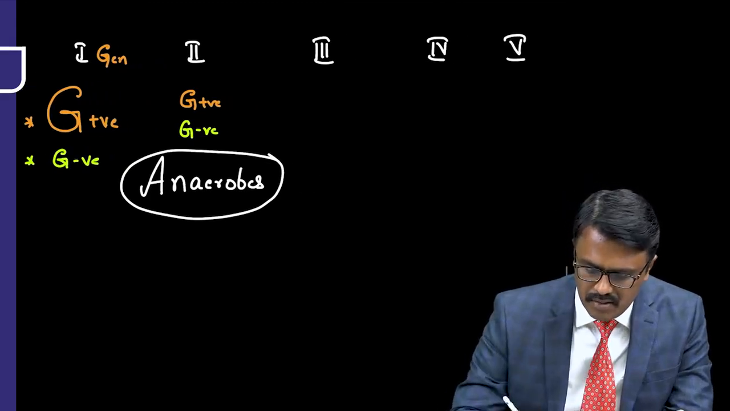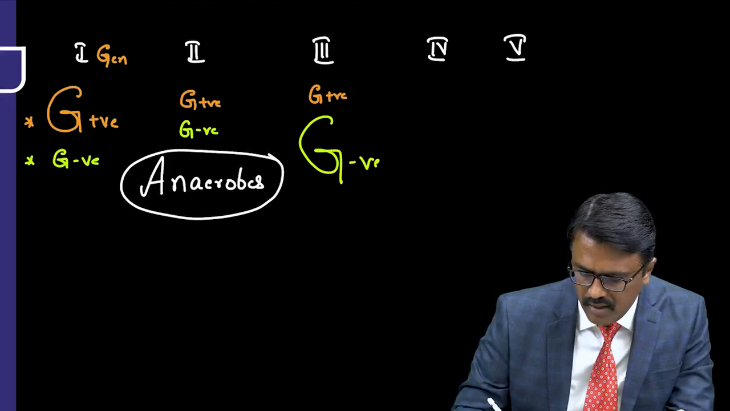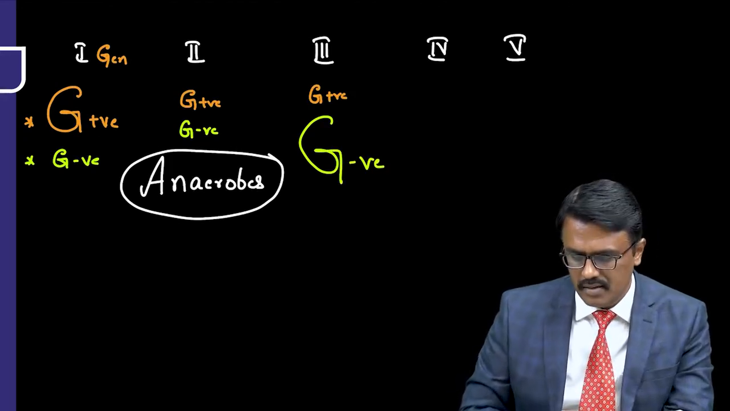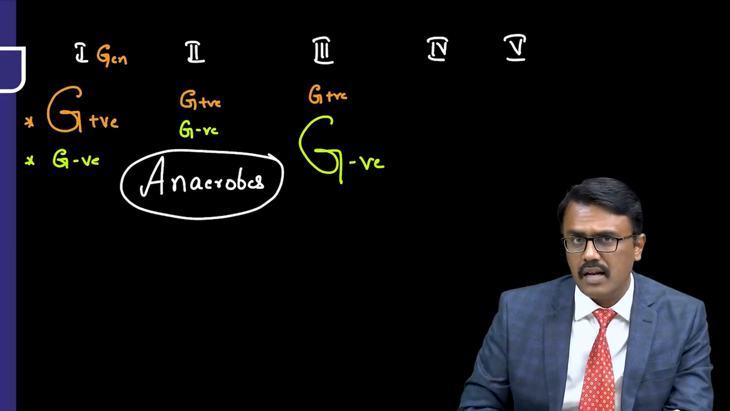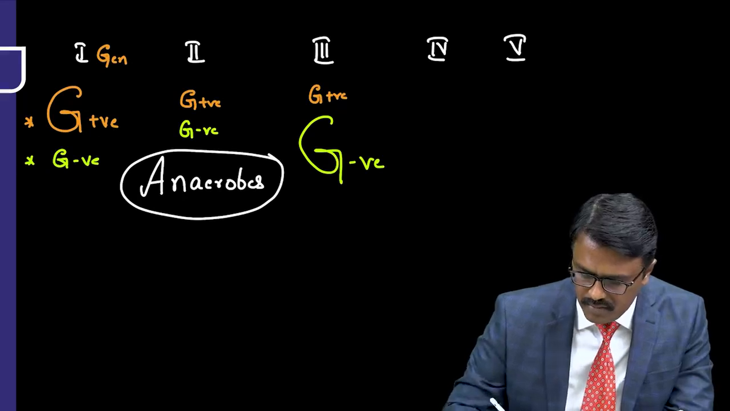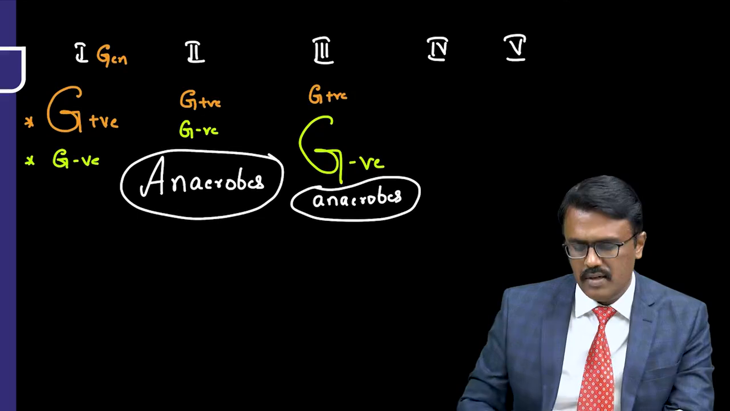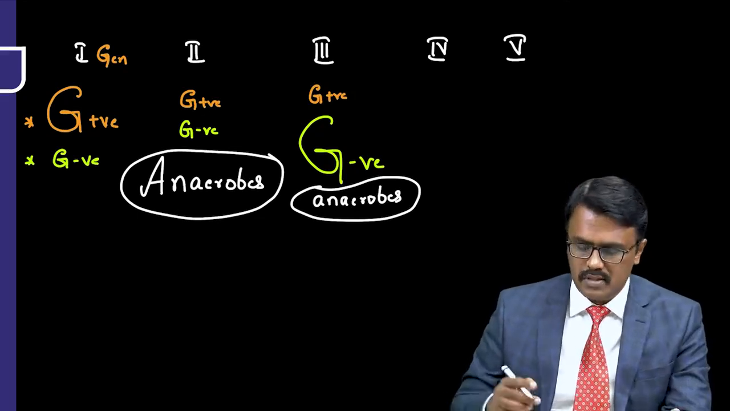Moving on to the third generation, they also cover gram positive, but their major activity is on gram negative. That's why I have written it bigger. So third generation means gram negative action, and they can also cover anaerobes. So they have activity on anaerobes. That is the third generation cephalosporins.